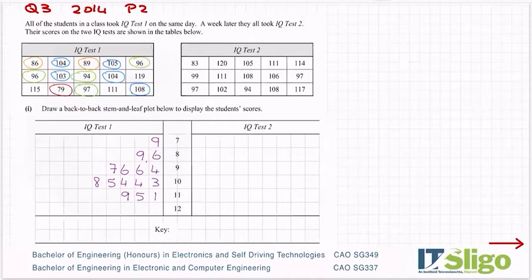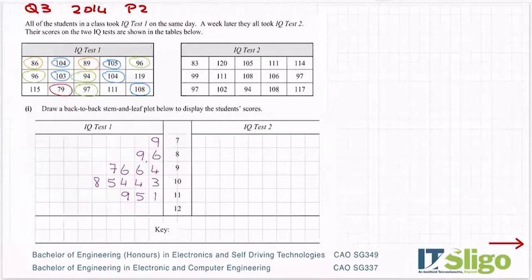Okay, so the last thing I do is I count 1, 2, 3, 4, 5, 10, 15, and I make sure that I have 15 pieces of data in here. 1, 2, 3, 4, 5, 6, 7, 8, 9, 10, 11, 12, 13, 14, 15, because it's really easy to forget one. Okay, so that's IQ test 1. And now I can see straight away that most people got in the 90s and the 100s.